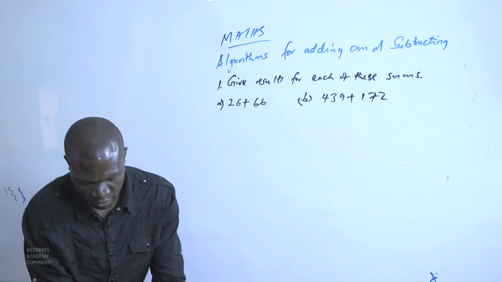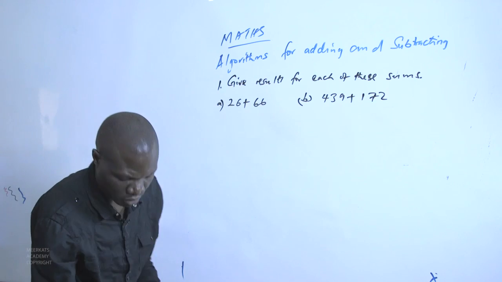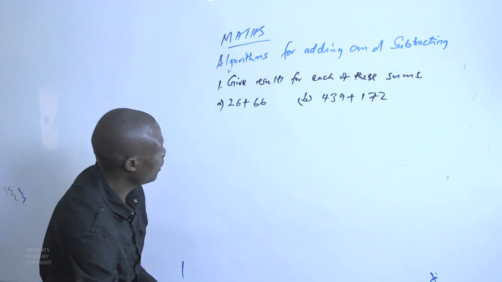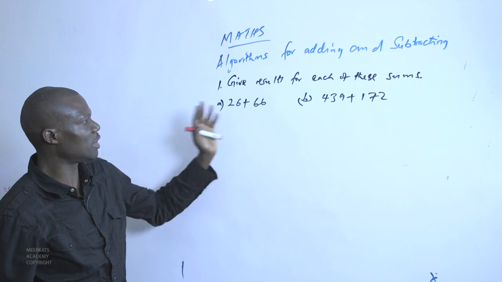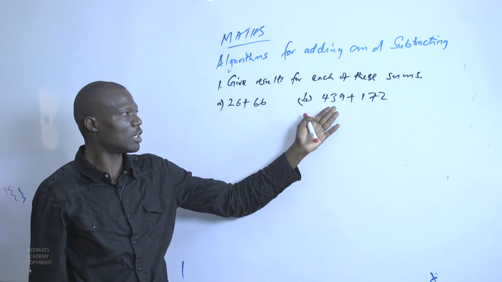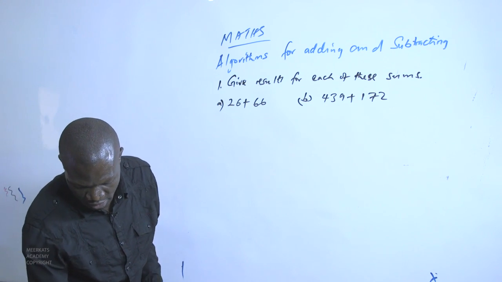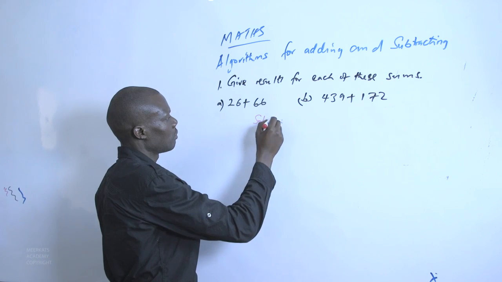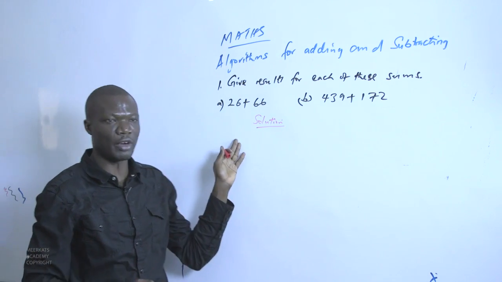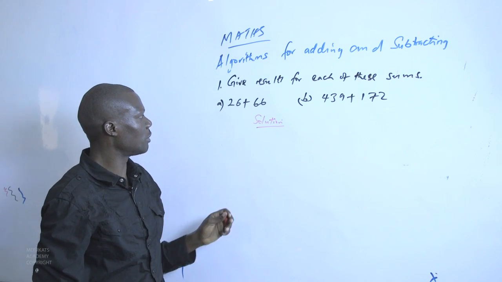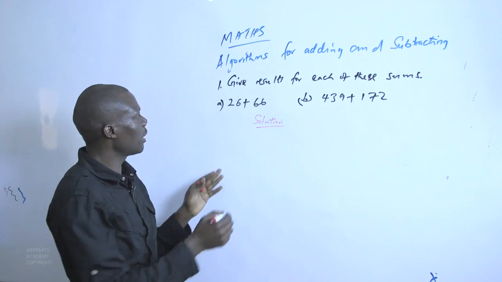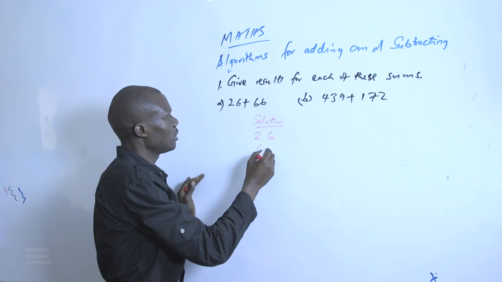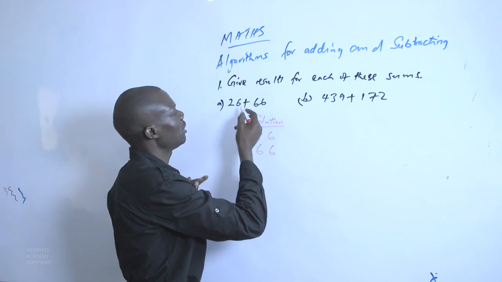So we have our question there, 26 plus 66, and question 2, 439 plus 172. So our solution, we shall start with the first question. The first thing is to arrange them vertically. So we shall have 26 and 66. And here we have been asked for the sum, so we are adding.